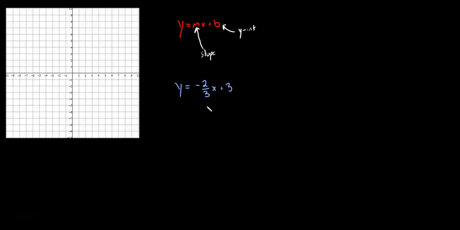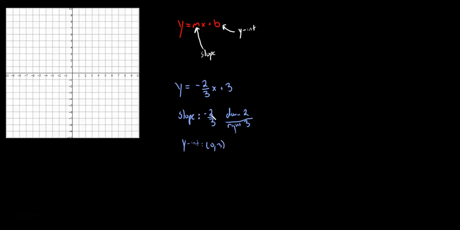So what this equation is giving us is that the slope is -2/3, okay? So what that means is I'm going down 2 and right 3. Going down 2, right 3, rise over run, okay? And the y-intercept is 0, 3. So that's our y-intercept. Now when we're graphing from slope-intercept form, they're literally giving us a slope and a y-intercept.